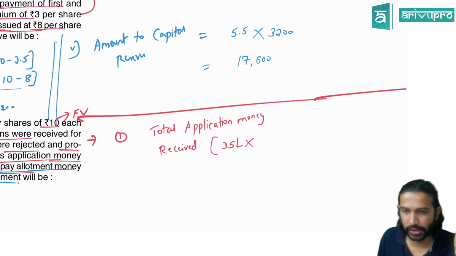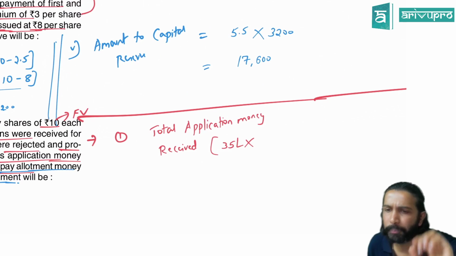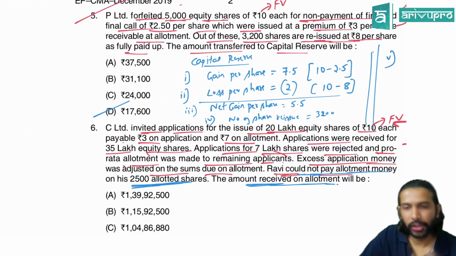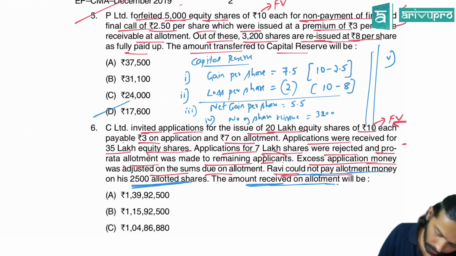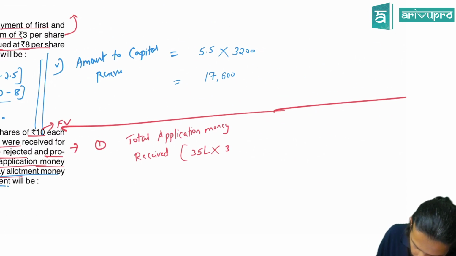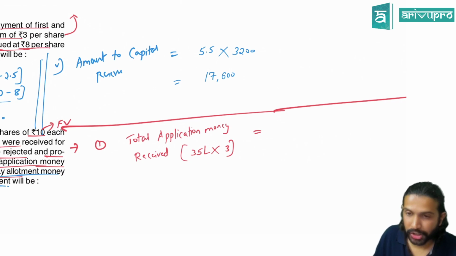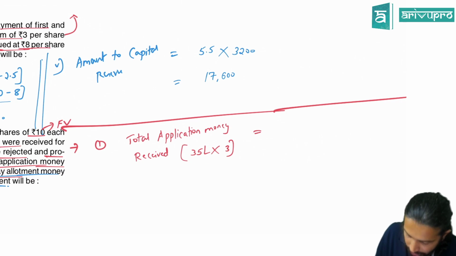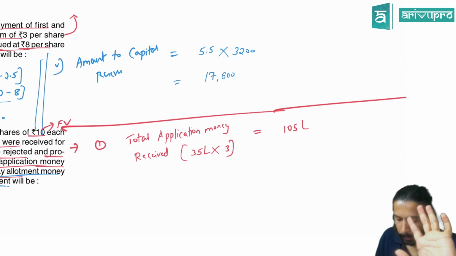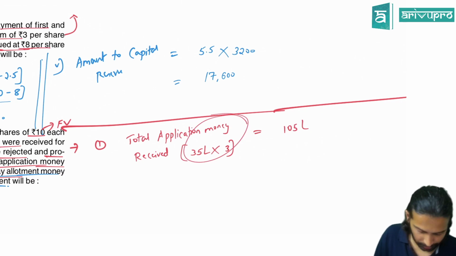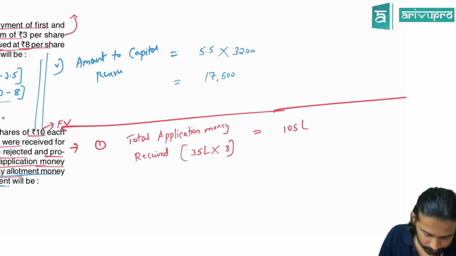Along with the application, they also need to pay application money. Application money is 3 rupees on one share. On 35 lakh shares, how much is application money? 35 into 3 is 105 lakhs. So the company has received 105 lakhs in total as application money. That's the first thing.